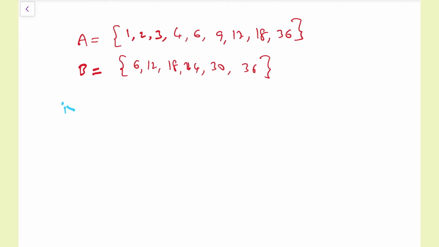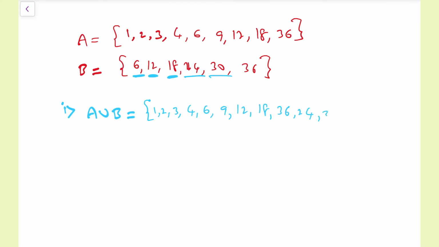First, A union B. A union B is nothing but everything we need to write from set A as well as set B, right? So first let me write all the elements from set A. 1, 2, 3, 4, 6, 9, 12, 18, 36. Okay, next. Here 6 is there, but I already wrote 6. 12 already I wrote. 18 already we wrote. 24 we did not write, so write it now, 24. Then 30 we did not write, so write 30. 36 is already completed. So this is all about A union B.